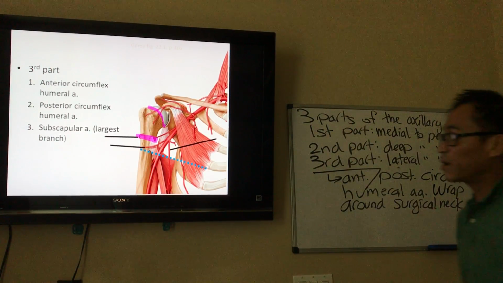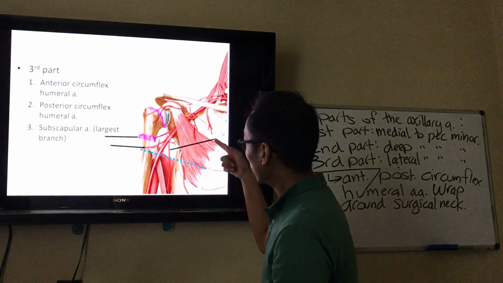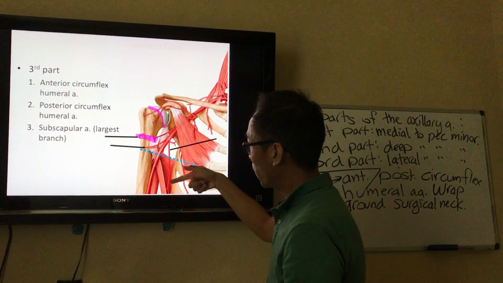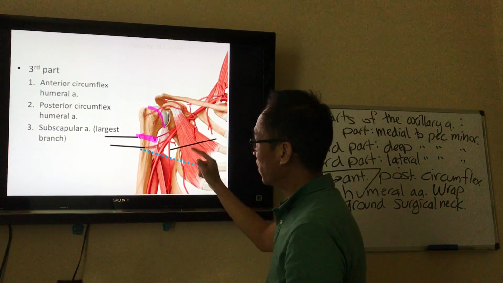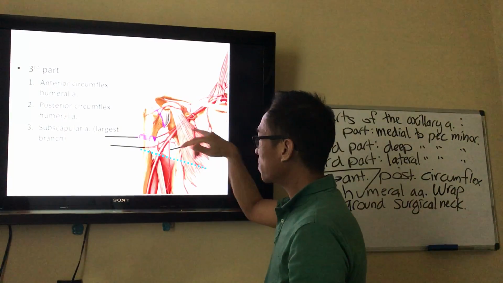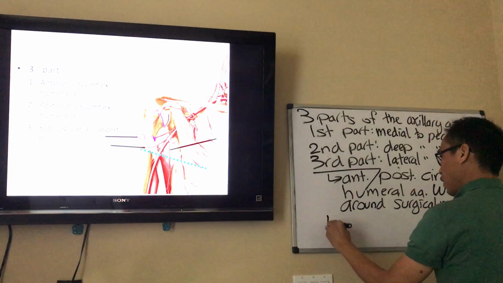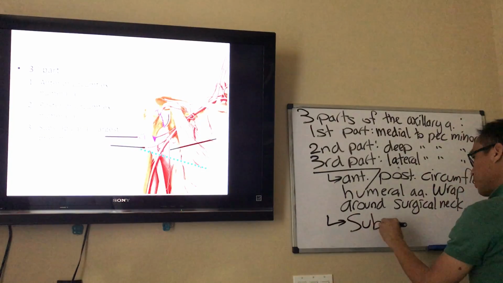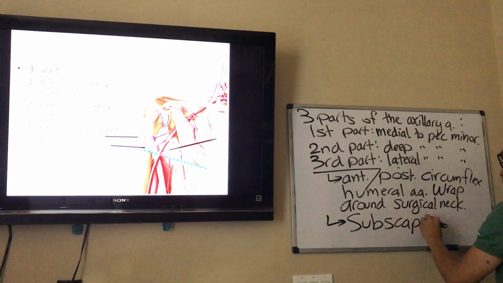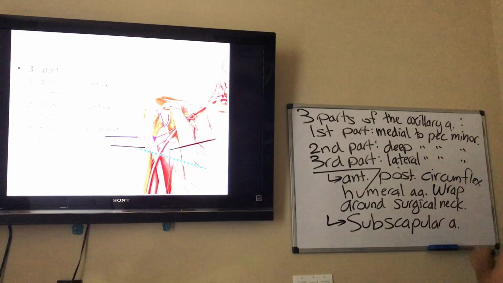The third branch you got to know, subscapular. This major branch going here. Okay, it's going to be underneath the scapula there. Subscapular artery. It's the largest branch of the axillary artery. We want you to know it. Be able to identify that. Subscapular artery.